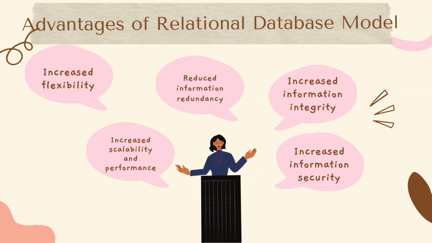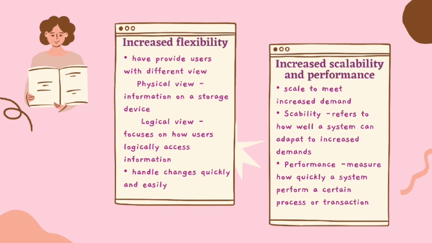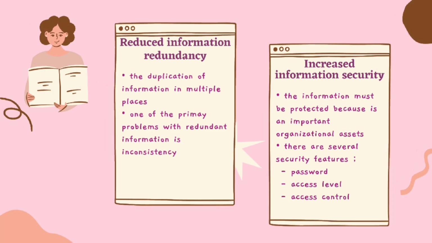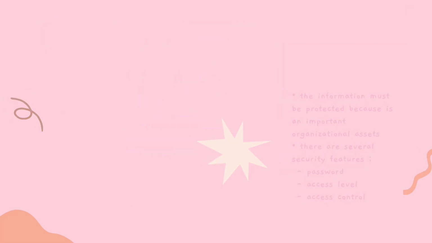In everything that we do there must be advantages, right? Also for the relational database model. One of the advantages is that it can increase flexibility, so it can handle changes quickly and easily. It also has only one physical view, the storage of information on a storage device. Not to forget, it also has multiple logical views that focus on how users logically access the information. It also reduces information redundancy. It maintains acceptable performance levels through stability and performance.